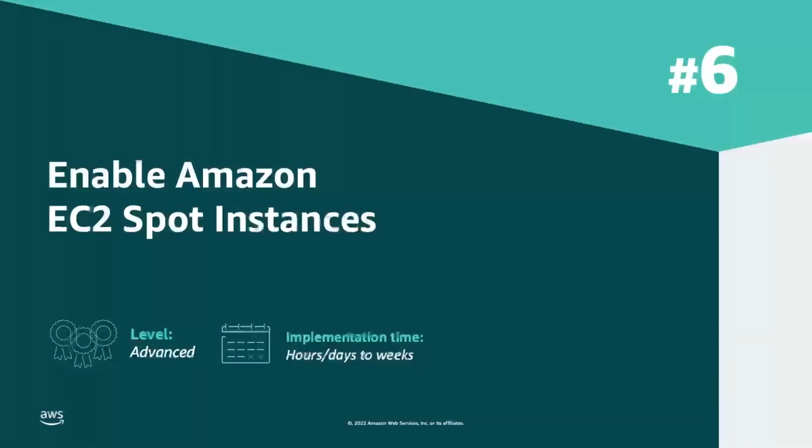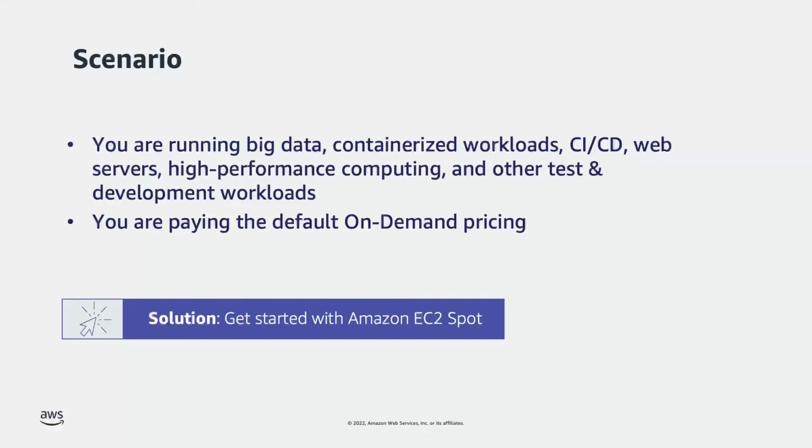Okay, so number 6, enable EC2 Spot Instances. The scenario is if you're running what you call stateless, fault-tolerant, and loosely coupled workloads, such as big data, containers, CI/CD pipelines, web servers, high-performance computing, or even development and staging, and you're currently paying the default on-demand pricing for these particular workloads, then Amazon EC2 Spot is a great candidate to reduce costs.